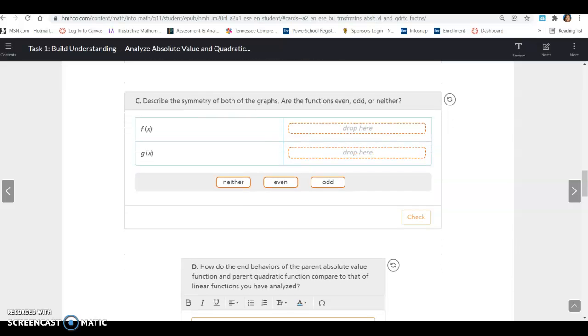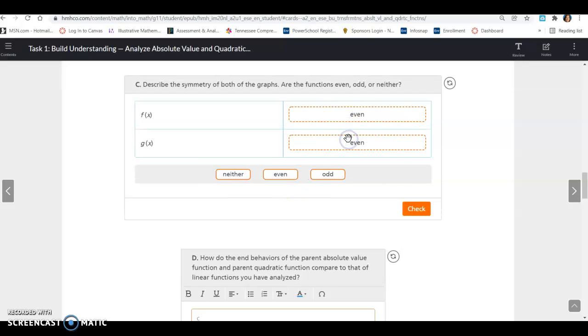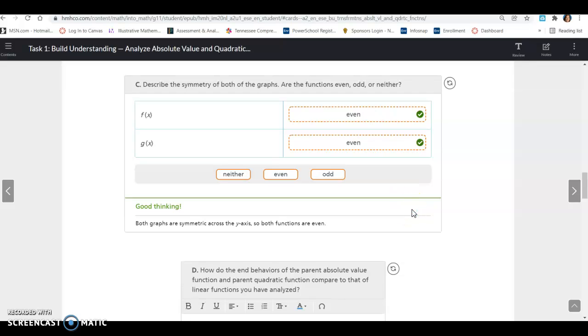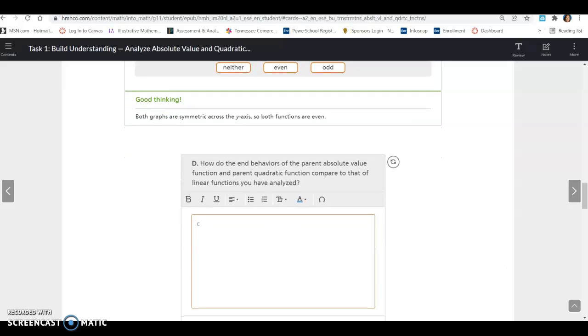All right, describe the symmetry of both of the graphs. Are the functions even, odd, or neither? All right, so it's even if it's going to be a reflection across the y-axis, and both of those are even functions.